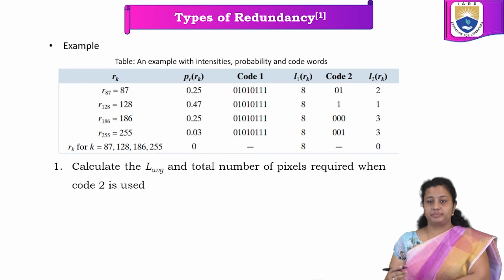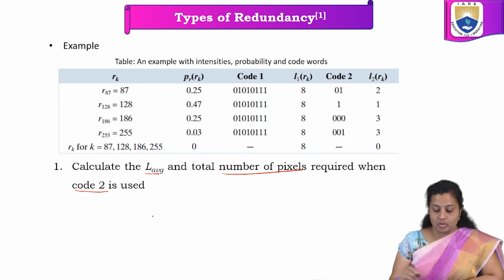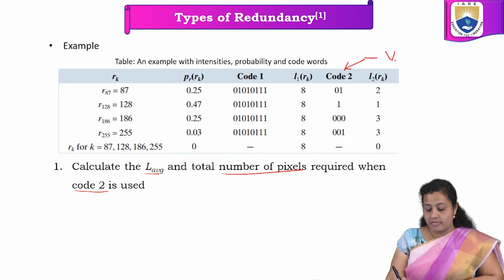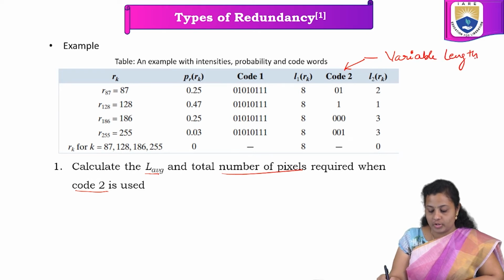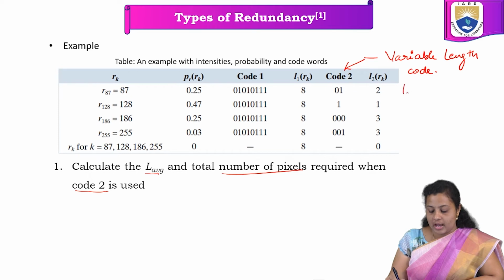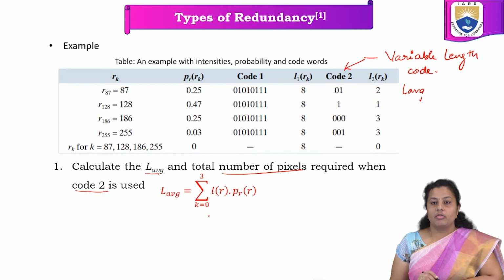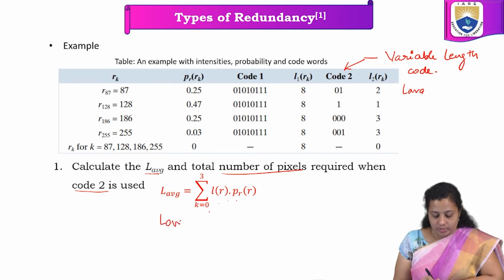Let's calculate L average, the number of bits required when code 2 is given. Code 2 is a variable length code, where the code length is dependent upon the probability of occurrence. So how do we calculate the L average? It is given by this formula, where k is equal to 0 to 3, L_k into P_r of r_k.